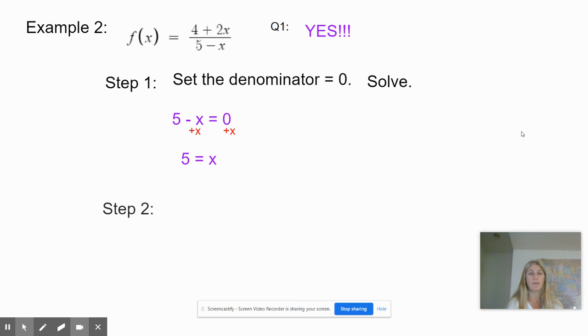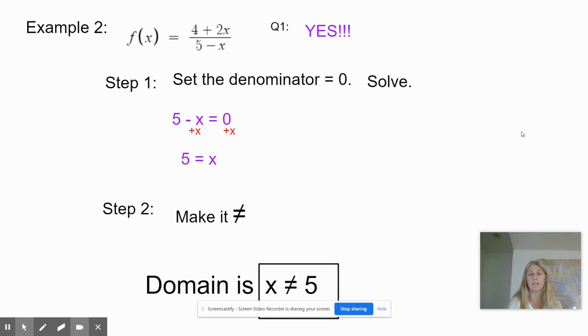Step number 2, you are going to make it not equal to. So this is your domain. X is not equal to 5. Now, what that means is that you're going to have a graph that kind of looks like this. And there's going to be one spot at x equals 5 where it is never going to have the line itself touch. So it's going to be empty at that position.